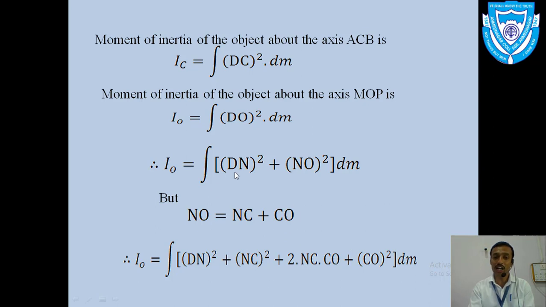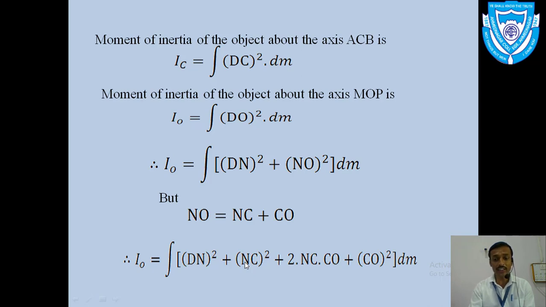That means, see what happens: OD square is equal to DN square as it is, plus NO square. NO is nothing but NC plus CO. If the bracket square is done, we get NC square plus 2 times NC into CO plus CO square. A square plus 2AB plus B square, same treatment: NC square plus 2 NC CO plus CO square, and this dm remains as it is. So we get integration. Let us find out this integration.